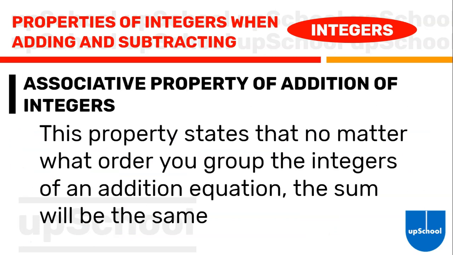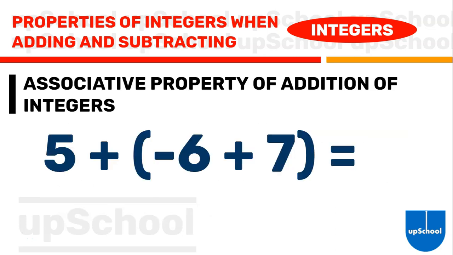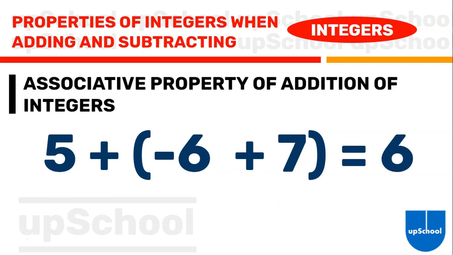Next property is the associative property of addition of integers. This property states that no matter what order you group the integers of an addition equation, the sum will be the same. What do I mean by this? Suppose you're doing 5 plus -6 plus 7. How do we solve this equation? Well, first we solve whatever is in the parentheses. By solving the equation in the parentheses, we get 1. So now we do 5 plus 1, which is 6. So the answer to this equation is 6.